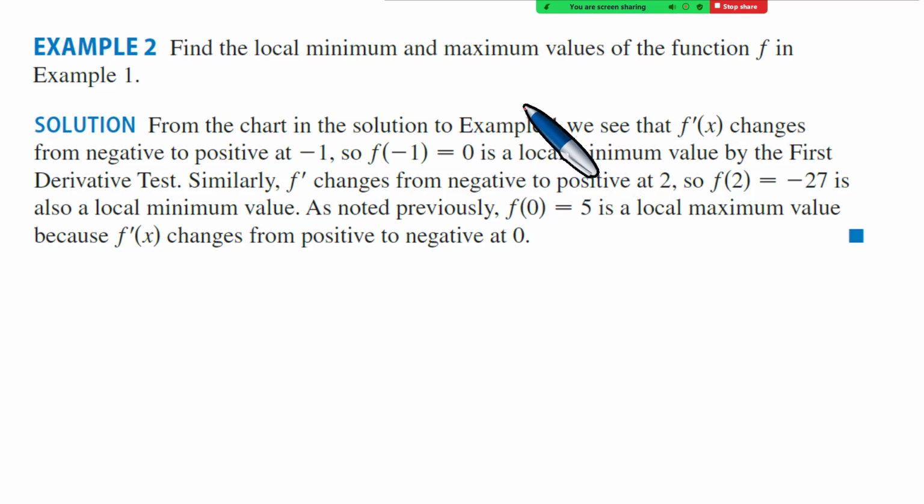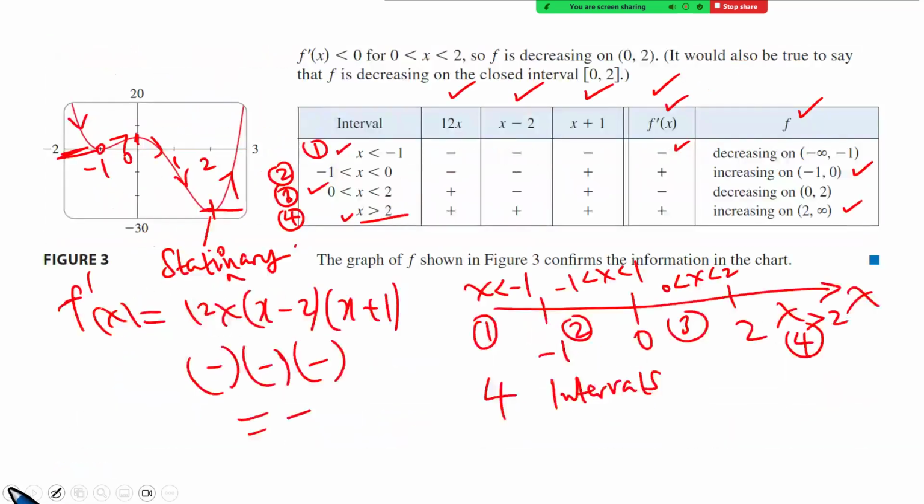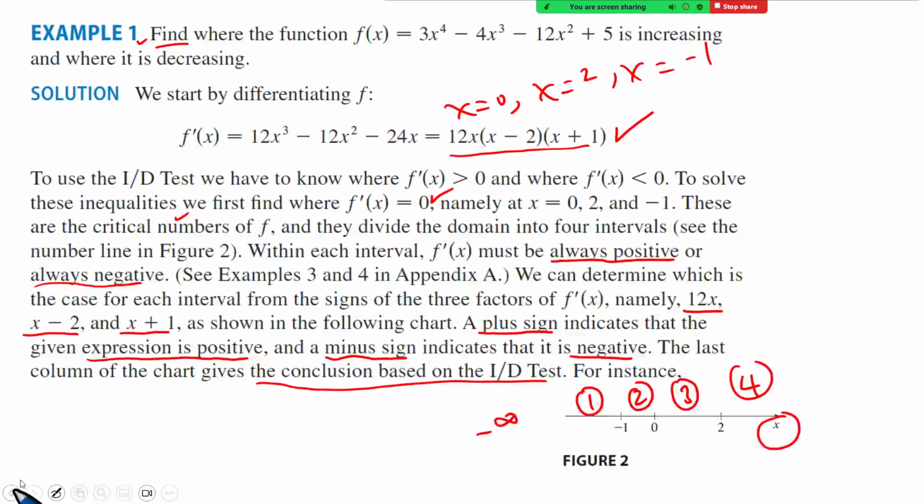Okay, there's an example we just went through together, but remember, we want to find the local minimum and maximum values of the function f in example one. We know that the function f in example one is written like this. What is the function f? The function f is 3x to the fourth power and all that. So we write it down.